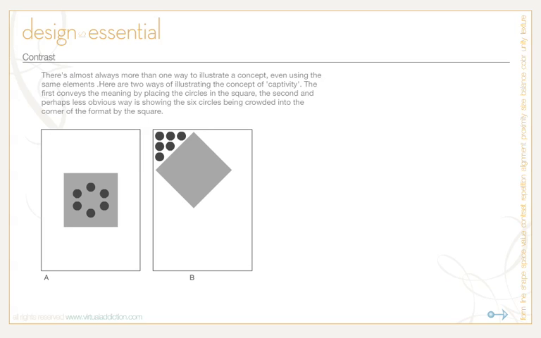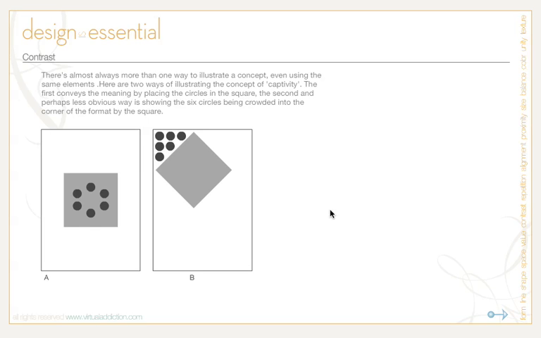There's almost always more than one way to illustrate a concept, even using the same elements. Here, there are 2 ways of illustrating the concept of captivity. The first conveys the meaning by placing the circles inside the square. And the second maybe is a little less obvious, but it shows that the 6 circles are being crowded into the corner of the format by the square.